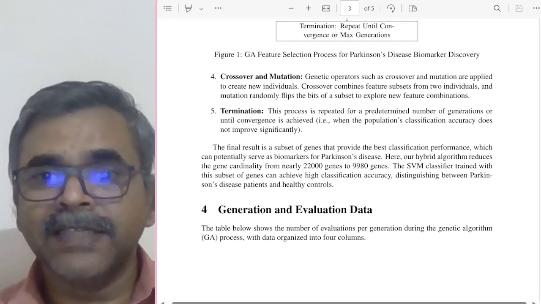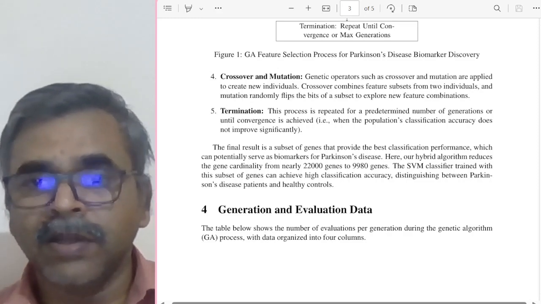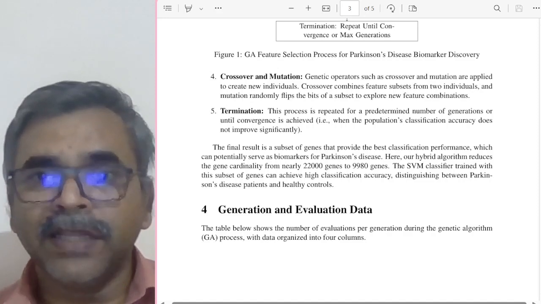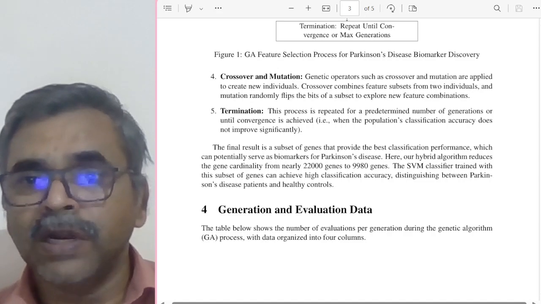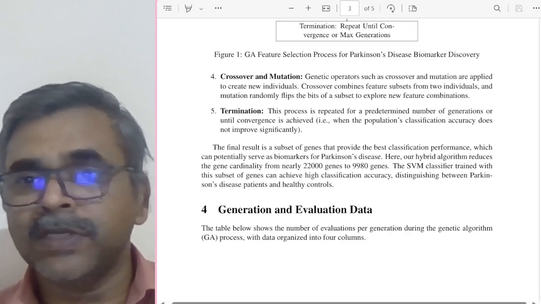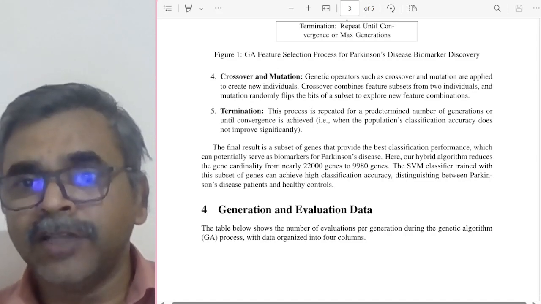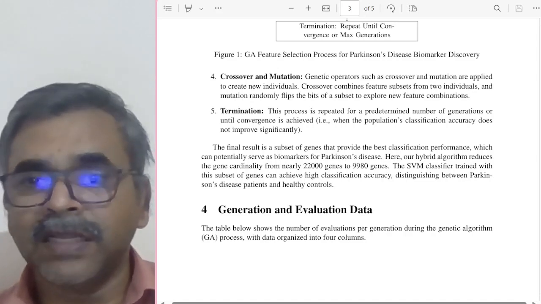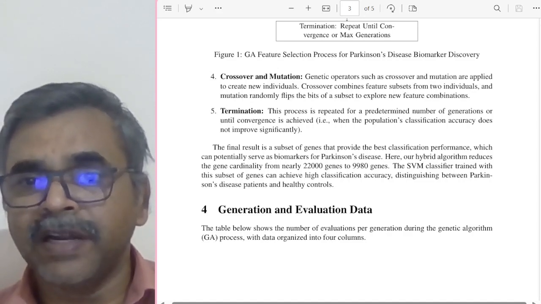A very interesting result we found: nearly 22,000 genes are given in the database. After applying this, we reduced the genes from 22,000 to 9,980 genes. So this is a huge number. Nearly 50% we reduced the gene subset. Although this was just a testing example, I think if we apply this with some other techniques, we can reduce these features to a very significant number.